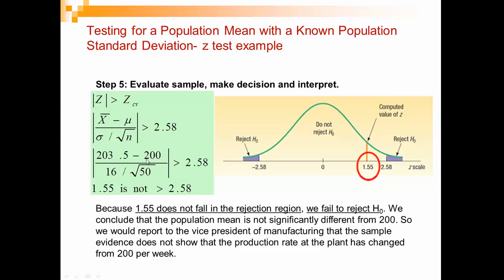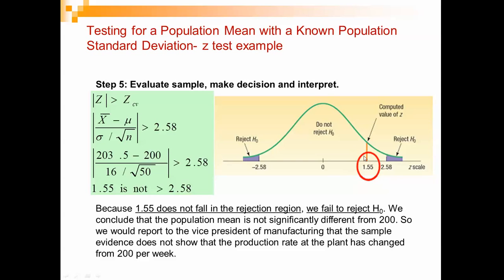And yes, Firefox just died. So plug in our numbers, 203.5 minus 200, and 16 divided by the square root of 50. And you should be able to do this all in your head. Just kidding. And is it greater? The absolute value of this calculation is 1.55. So it is not greater than 2.58.